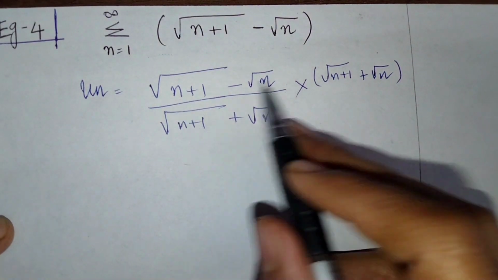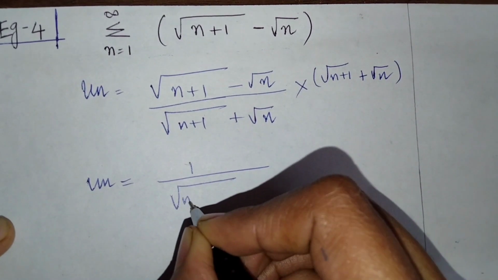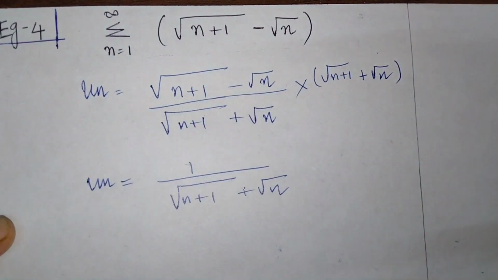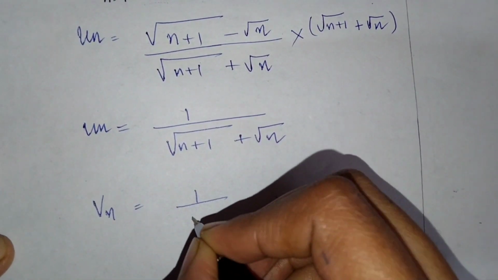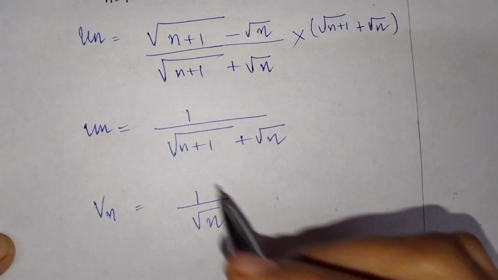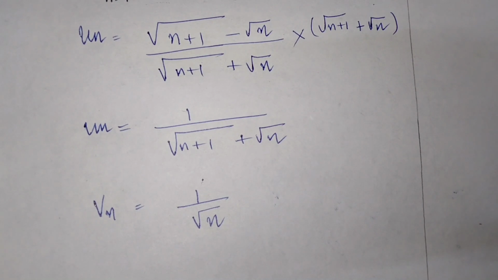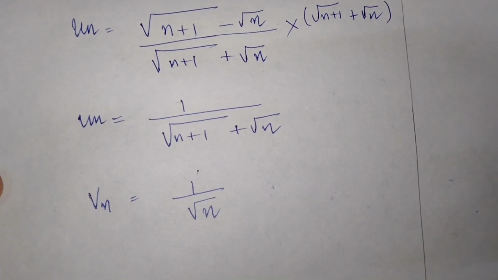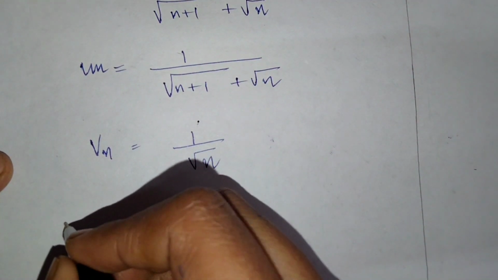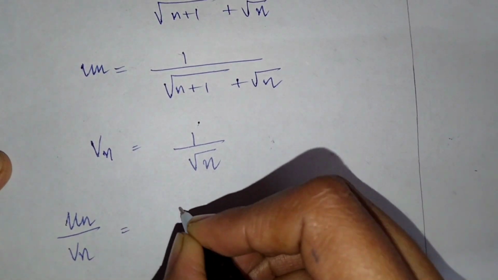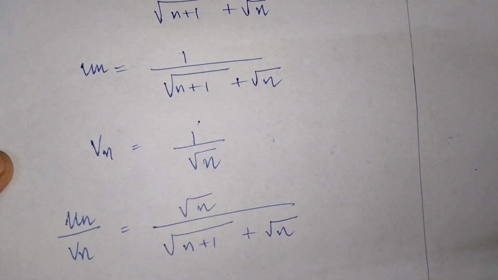Okay. And if you will solve it further, then you will get Un equal to 1 by under root n plus 1 plus under root n. Now from this we can get Vn equal to 1 by under root n. Okay, because root n plus root n is 2 root n, but our Vn will be 1 by root n. And now according to comparison test, if we take the ratio of Un and Vn, then we get Un by Vn equal to under root n upon under root n plus 1 plus under root n.